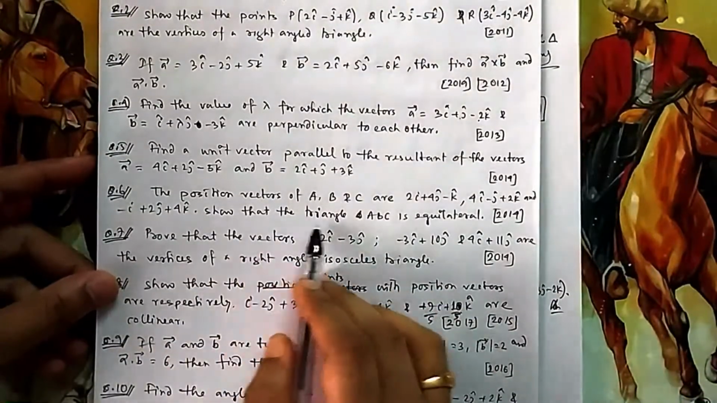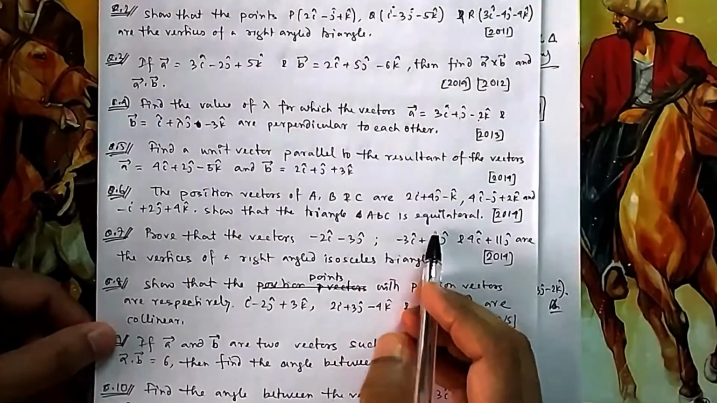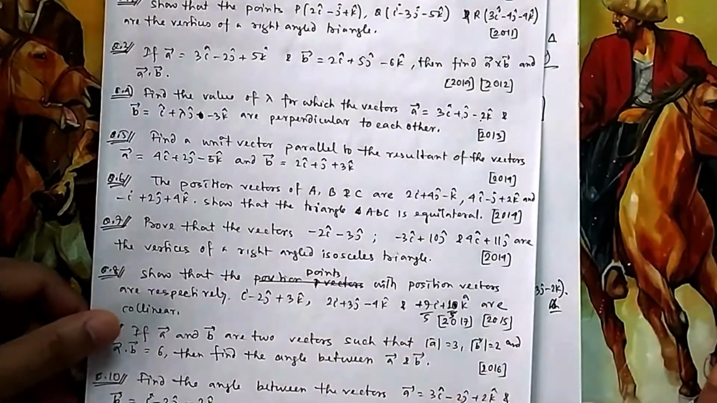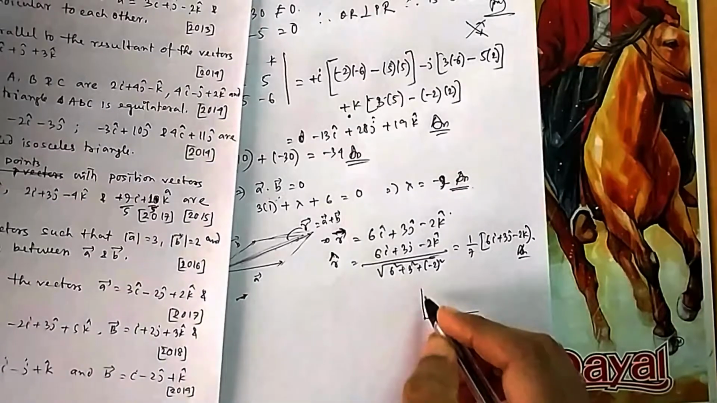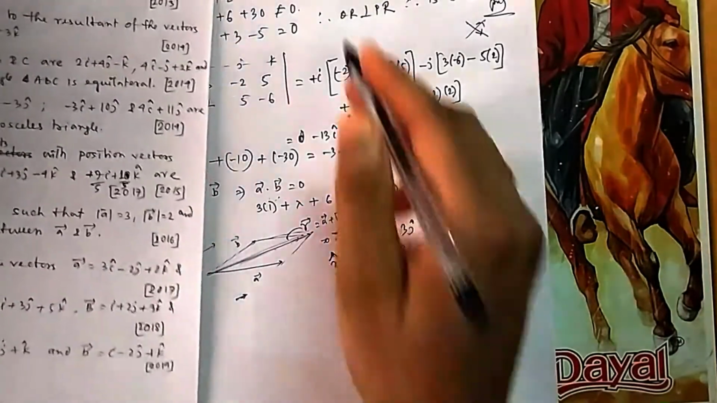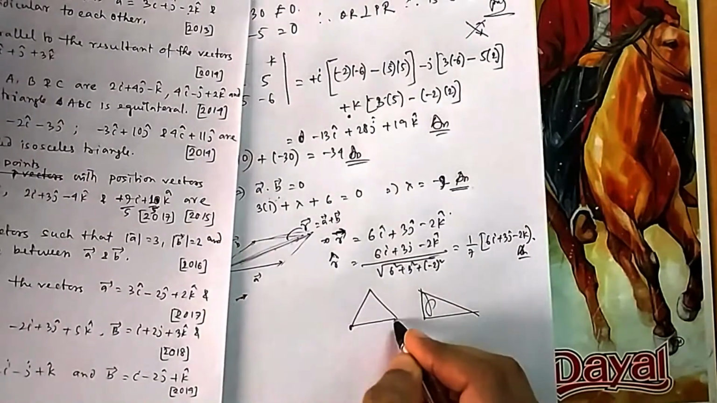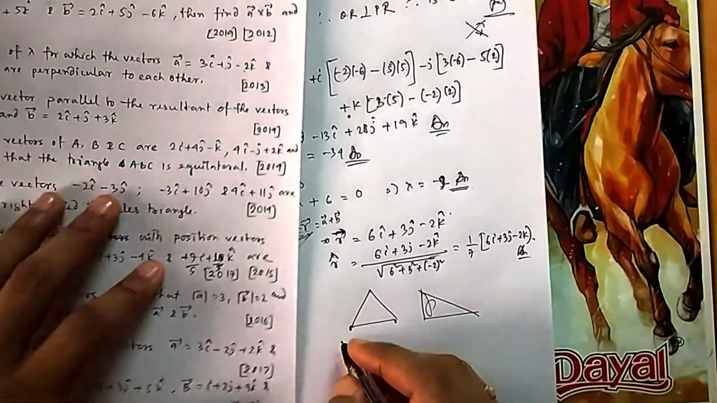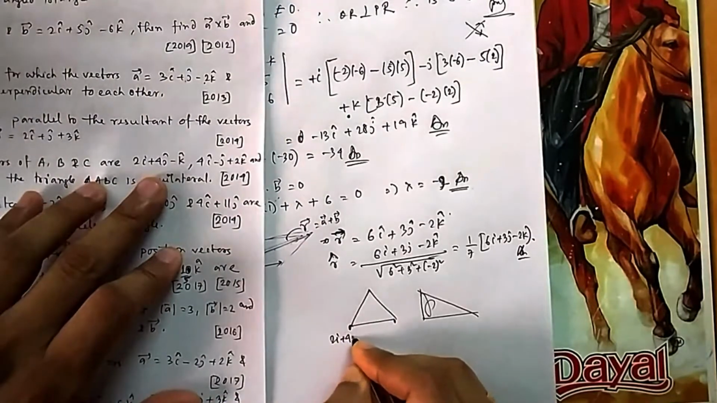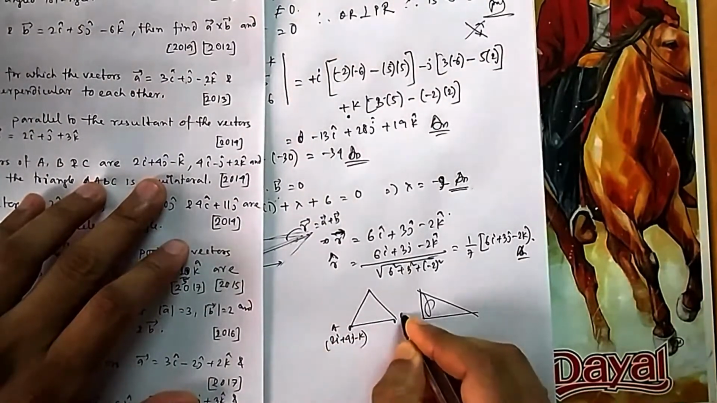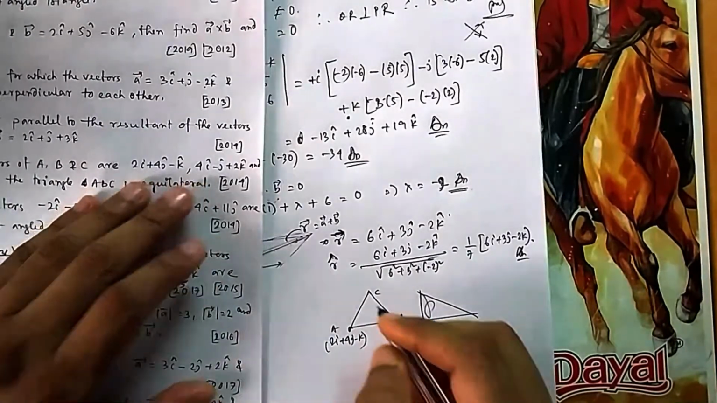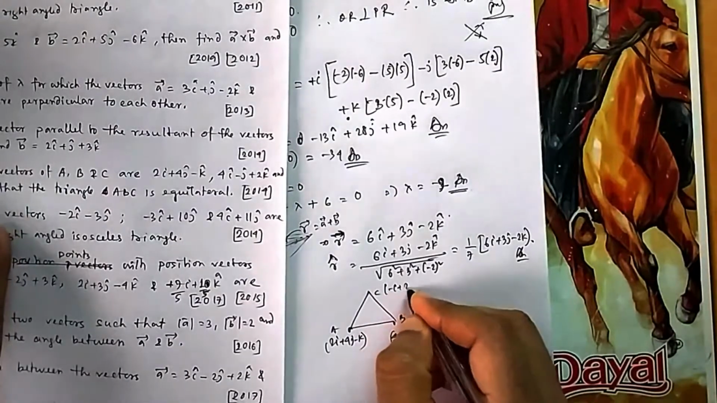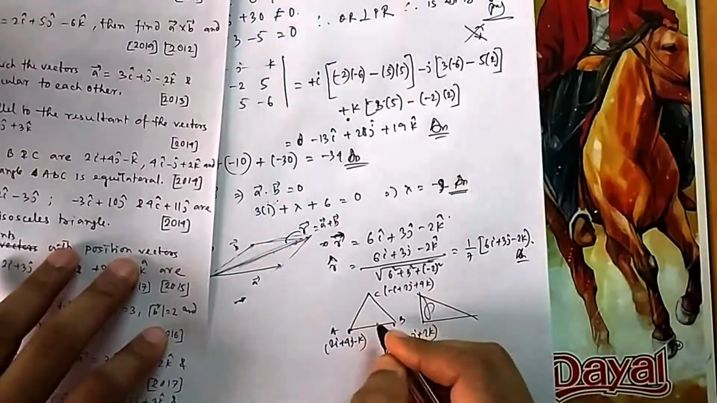In question number 6, what they are asking: the position vectors of A, B, C are these, show that the triangle is equilateral. Equilateral means you find the magnitude, the length of each side, and that should be equal. Again, the position vectors mean the points are given to you. Suppose this is 2i plus 4j minus k, that is your A. Suppose this is B, this is C. B is equal to 4i minus j plus 2k, and C is equal to minus i plus 2j plus 4k.